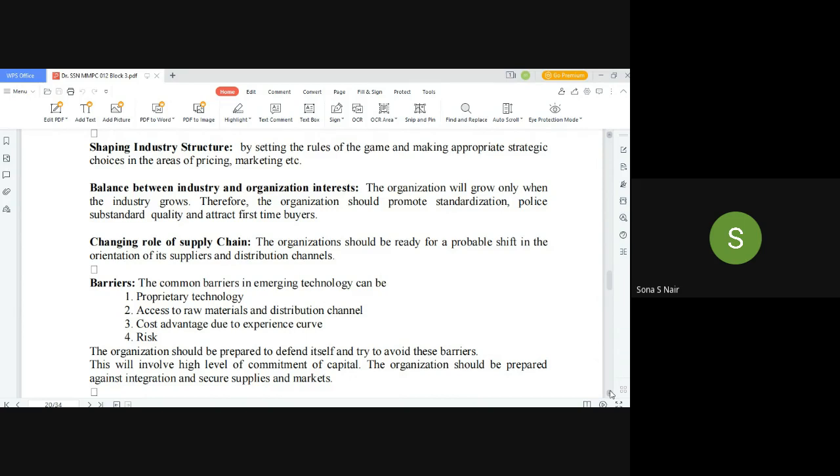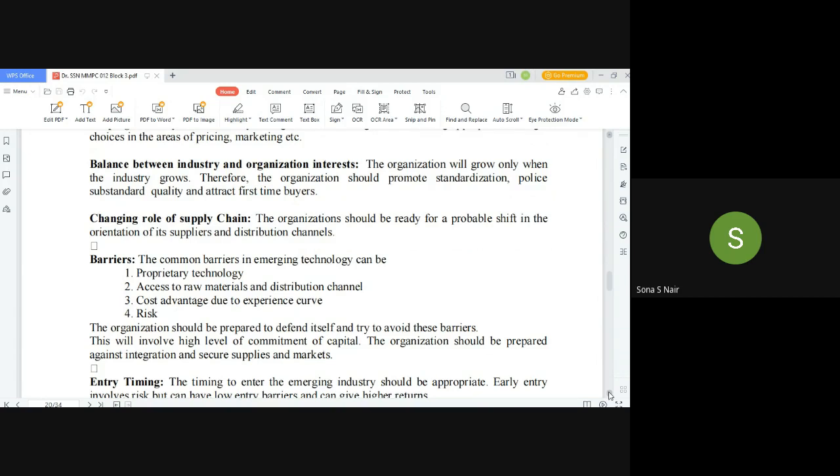Risk is associated because there are some industries which have not reached the pinnacle of success, and they have died down in between. And some technologies have gone away without impacting the whole marketplace. So if the organization is in the emerging marketplace, they should be in a position to safeguard their interests.